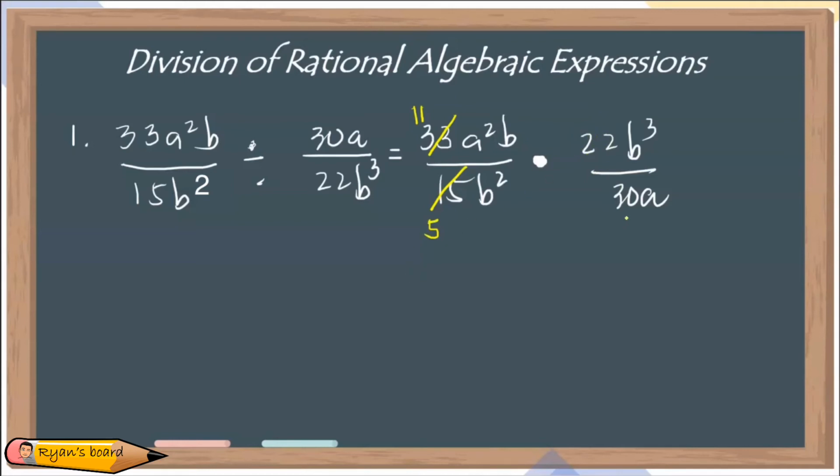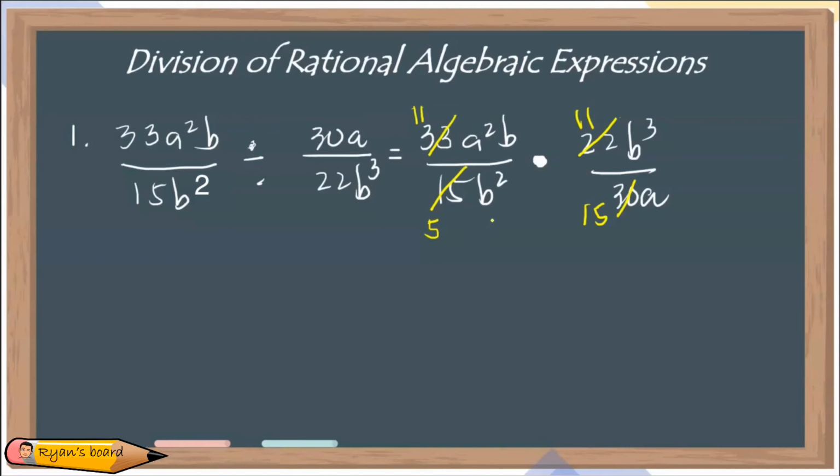Wala na. How about dito sa 30? Pwede. That's by, I think that's by 2. So, this will become 22 divided by 2, it's 11. 30 divided by 2, that's 15. Okay. Now, pwede bang i-cancel out yung 11 and 11? Hindi. Kasi, parehas silang nasa taas.